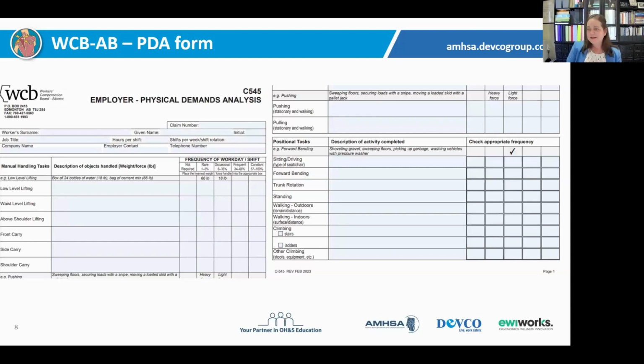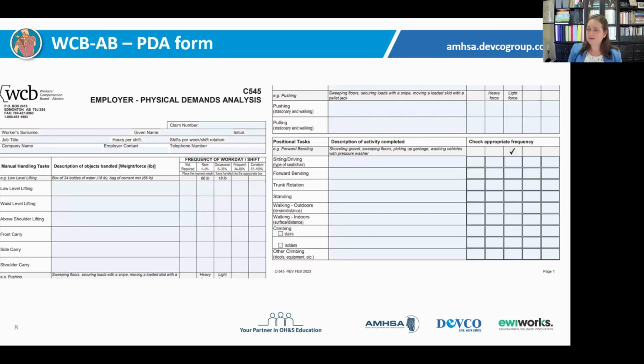So try to use numbers. I try to use numbers as often as possible to go along with these postures, because it's really important to consider the user who's going to be using this document afterwards. What kind of information they will find useful, how they're using it for claims management, to deny a case or to accept a claim, or if they're trying to find opportunities for modified work for somebody.